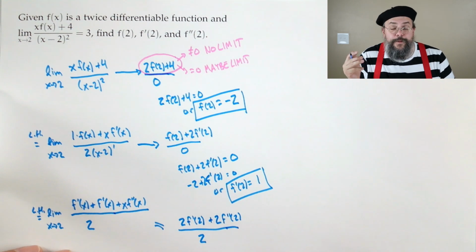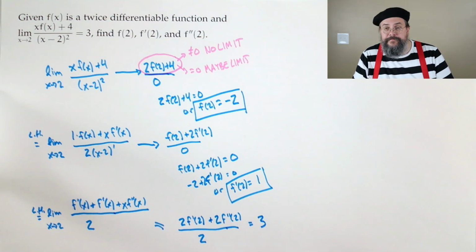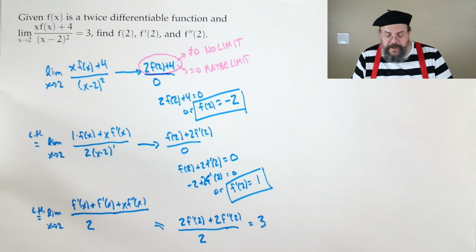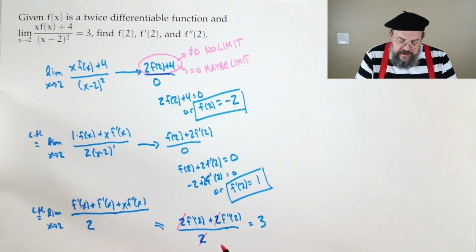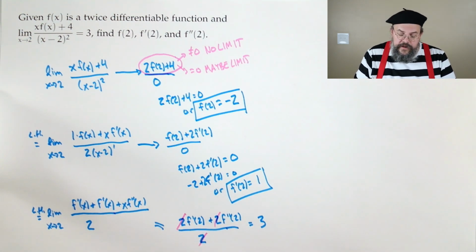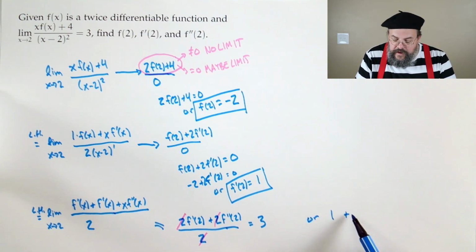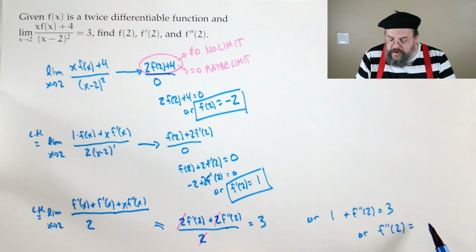Now, what else do we know? We know what the limit is. The limit is 3. All right, well, now we're almost done. We do a little bit of cleaning up here. For example, we can cancel a bunch of 2's here. All the 2's cancel. And we know that f prime of 2 is 1. So what does that tell us? Well, it tells us that 1 plus f double prime of 2 equals 3, or f double prime of 2 is 2.